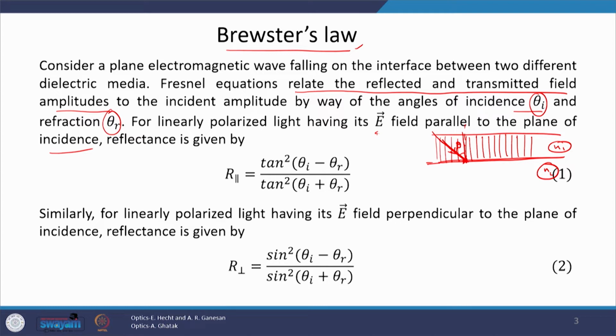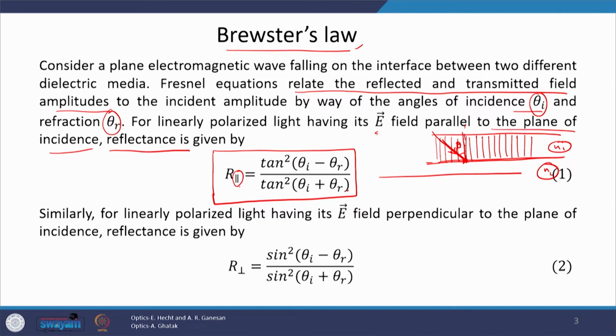Okay. Now, if linearly polarized light with the electric field in the plane of incidence is launched, then following the Fresnel relations we can give an expression for the reflectance in such a case. The reflectance for this polarization is given by equation number 1, which says R parallel is equal to tan square of (theta i minus theta r) upon tan square of (theta i plus theta r). Here the symbol parallel in R parallel represents that the polarization is parallel to the plane of incidence.